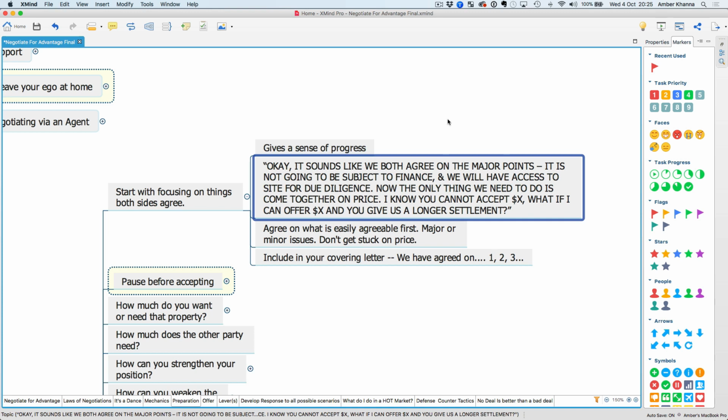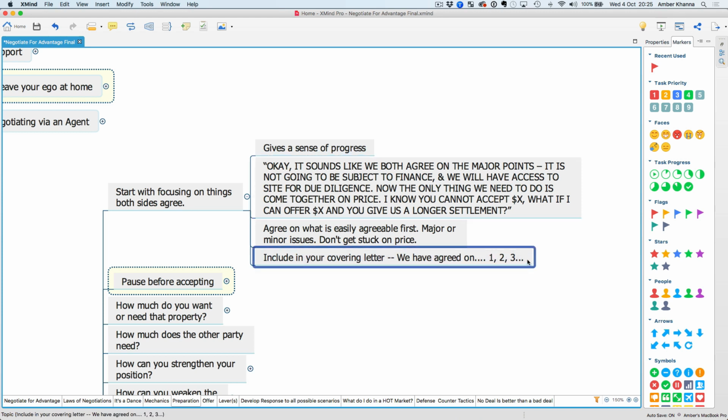You keep saying that, where the market is at, because then you are referring back to the research that you've already done. You're paying where it should be. So these are some tactics that you can use when you are negotiating with the agent.